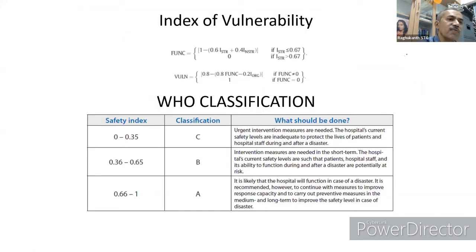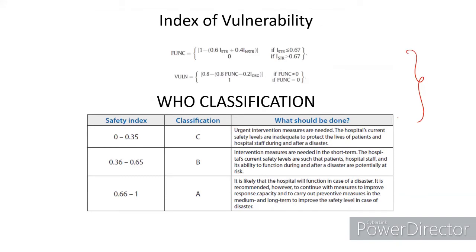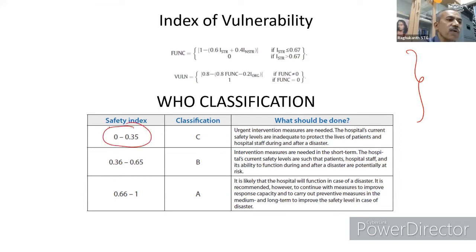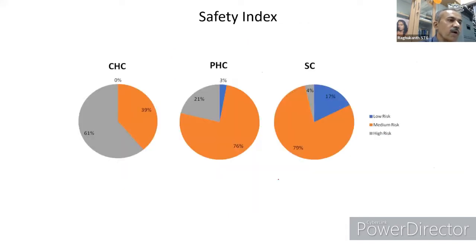And finally, we have classified this vulnerability also. We are giving a score to each hospital building. Based on what I have told you, we have given the marks, right? Some 0 marks, 8 marks, 16 marks, or 4 marks. Based on all the classifications, we have even calculated the safety index factor, which the World Health Organization gives. You take the structural portion and non-structural portion. And finally, if it lies between 0 to 0.35, it is classification C. That means the vulnerability is very high and urgent. And A means the hospital will function in the case of a disaster. So this we have computed for all the hospitals.